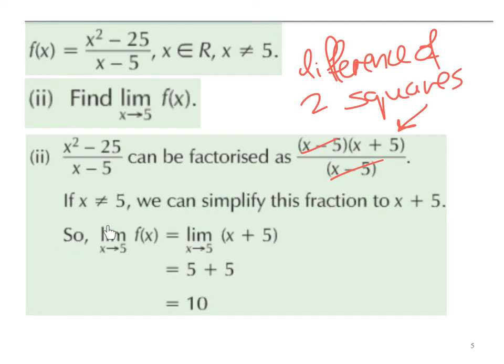So the limit of f of x as x approaches 5 is the same thing as the limit of x plus 5 as x approaches 5. So we're going to swap this x for 5, so we get 5 plus 5, so we get 10. So as x gets closer and closer and closer to 5, our y gets closer and closer and closer to 10.